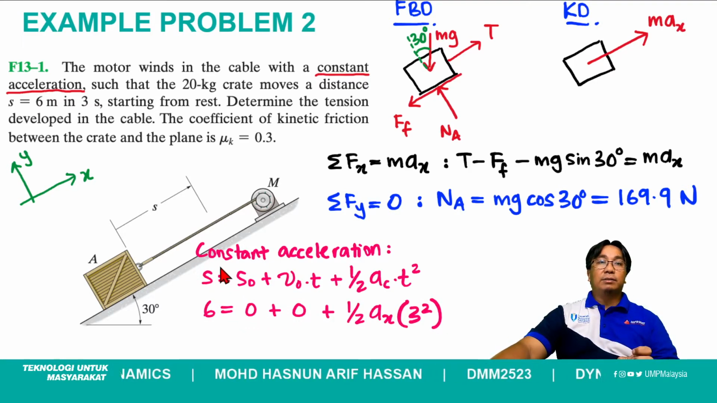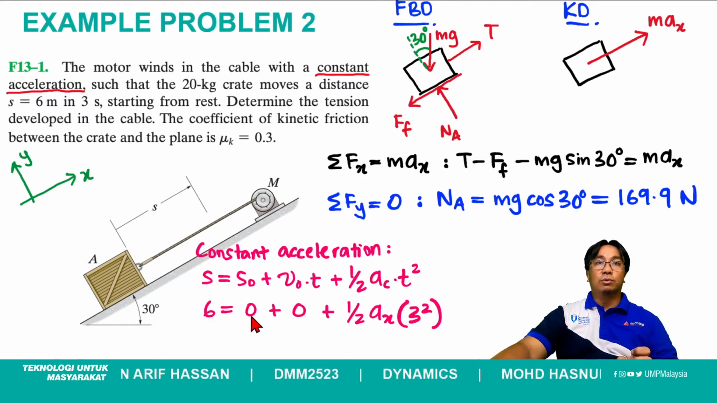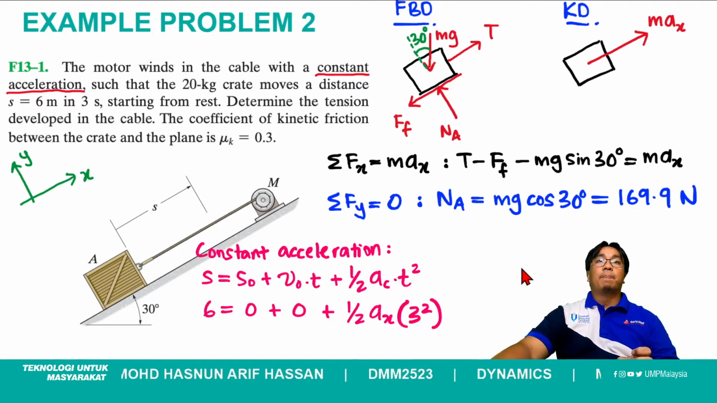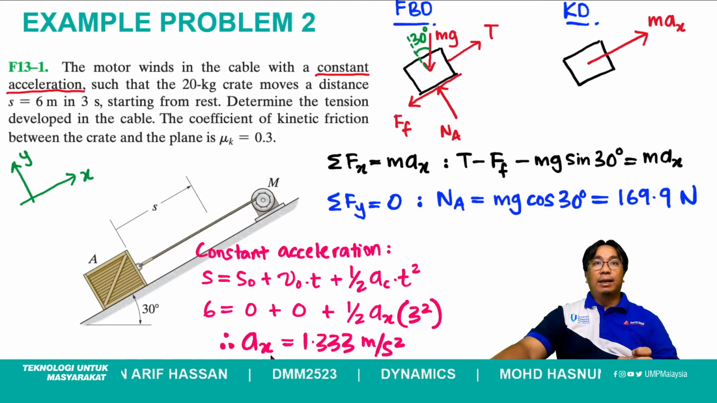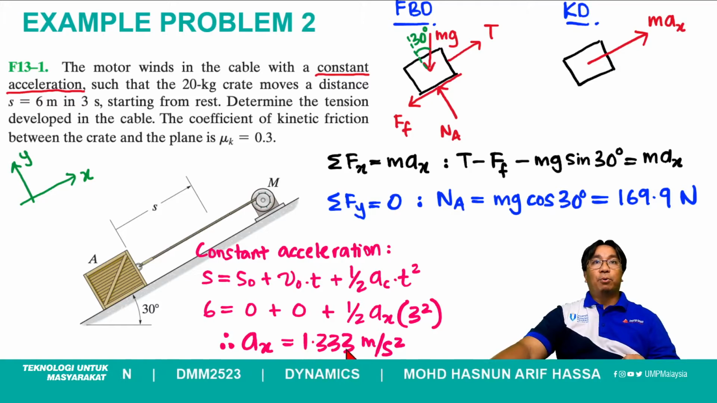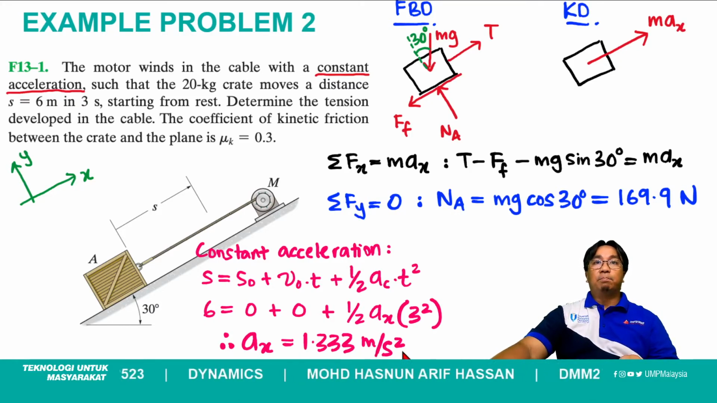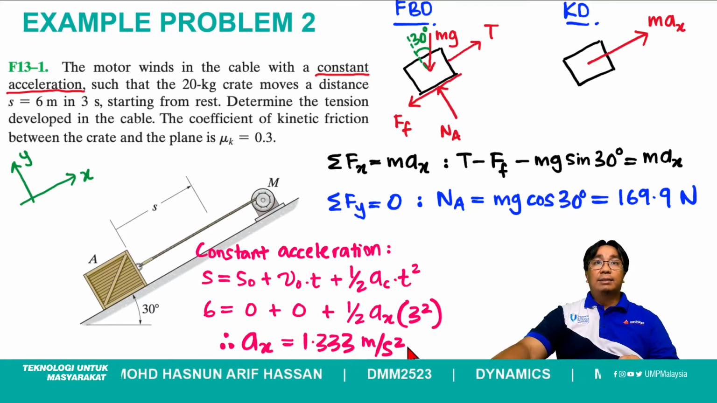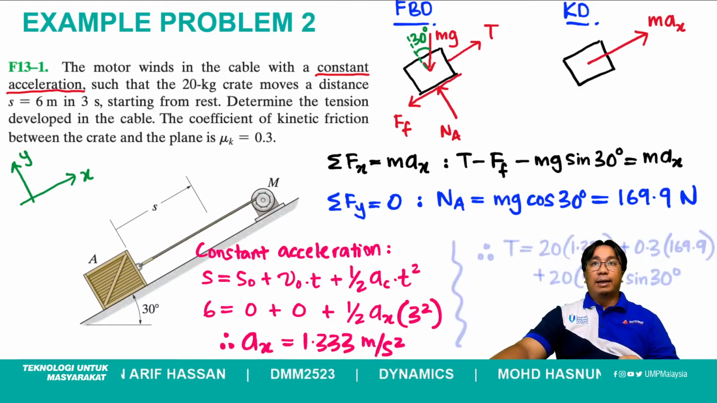The displacement is given 6 meters, so 6 is equal to 0 plus 0 plus 1 over 2 AX. Time is also given 3 seconds, so 3 square. So from here we can get AX is 1.333 meter per second square. This is our acceleration in X axis.